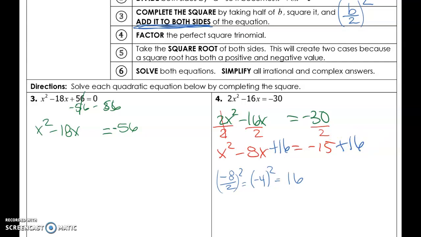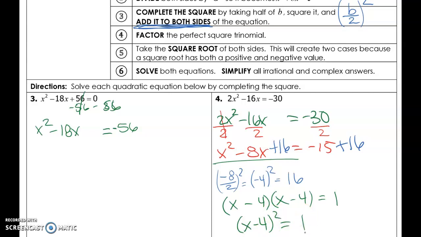Okay. And then step 4 says to factor the perfect trinomial. So just like we did in the warm-up questions there, we would factor this, and this would give me x and x, so 4 and 4. In order to be negative 8, I have to make them both negative. And on this side, I just get 1. So once I factor that, I get x minus 4 squared equals 1.